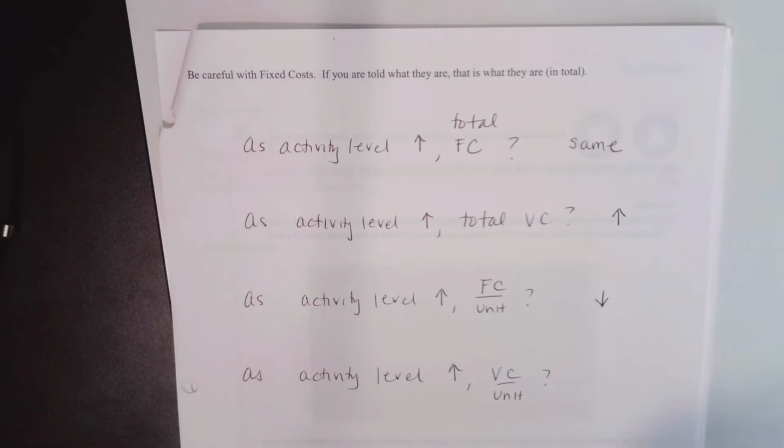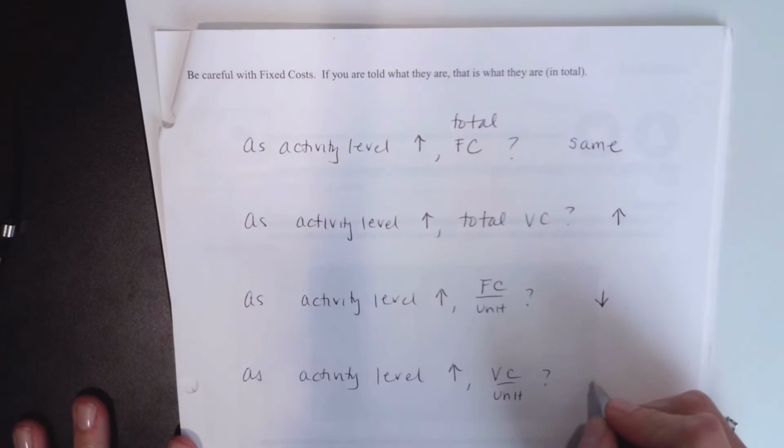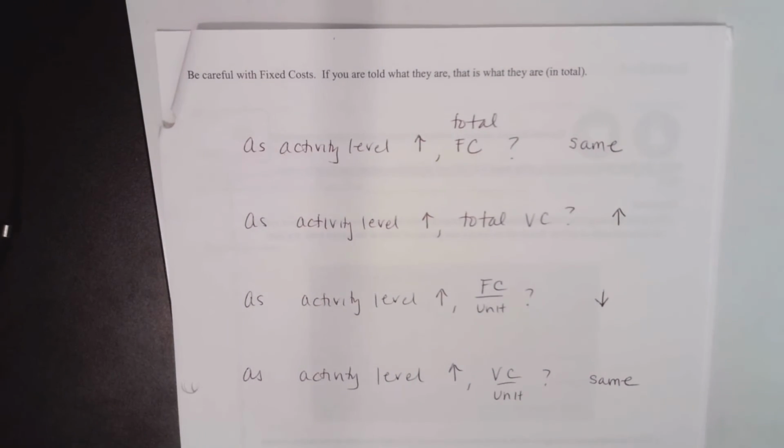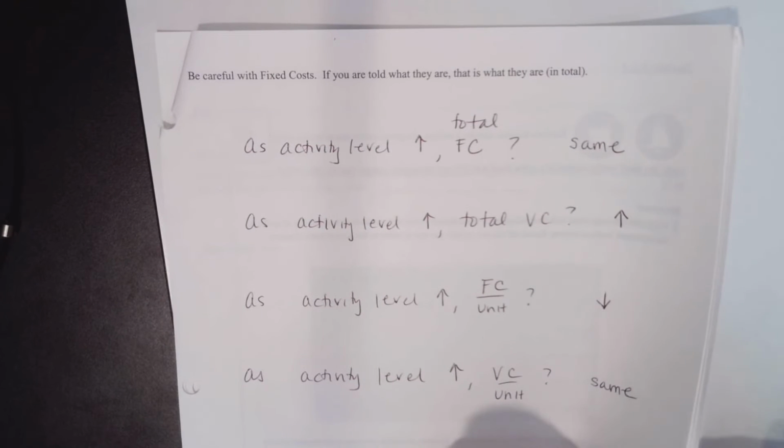As your activity level increases, what happens to your variable cost per unit? Stays the same, right? The potatoes cost $7 per bag. It doesn't matter where we are as long as we're within the relevant range. Good. Questions? Everybody okay? Okay. If there's no questions, we'll keep moving.